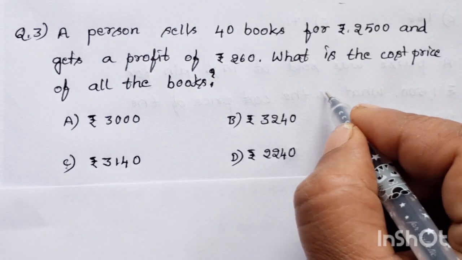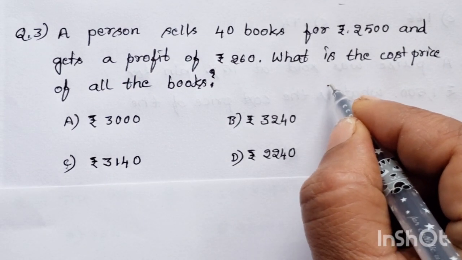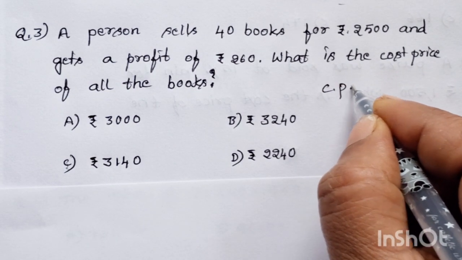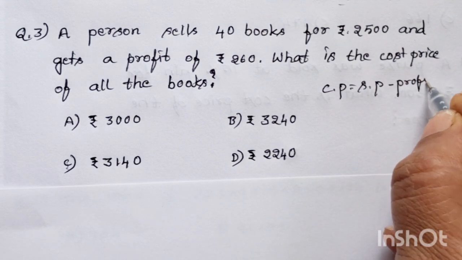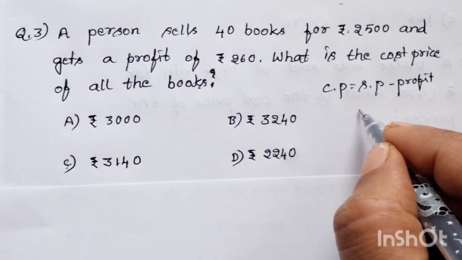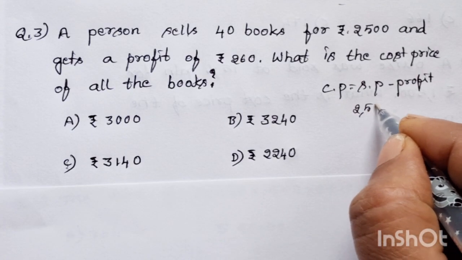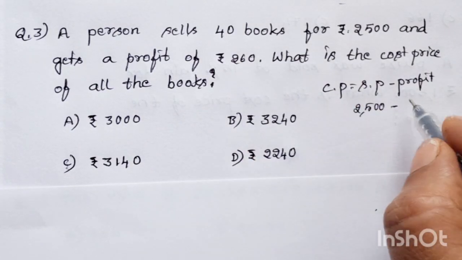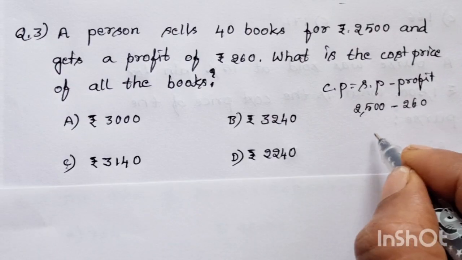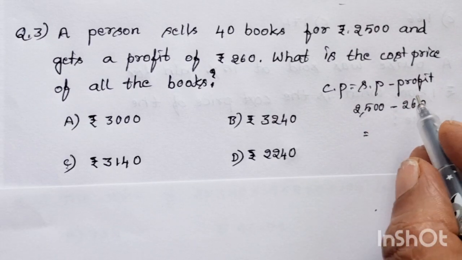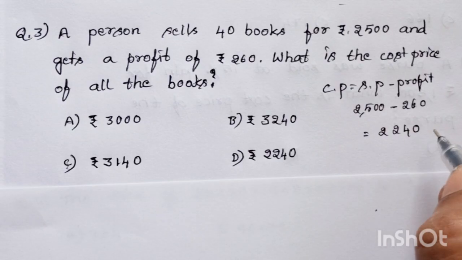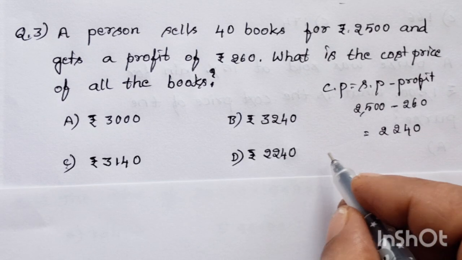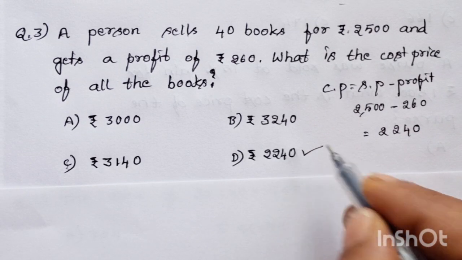And we know the formula for cost price. We can get the cost price by subtracting profit from selling price. Selling price minus profit. So selling price is 2500 and the profit is rupees 260. By subtracting we get 2240. So right answer is option D, rupees 2240.